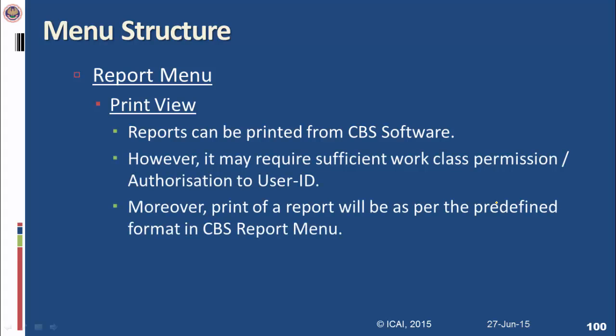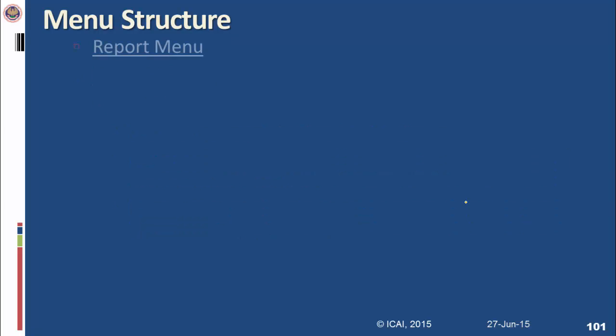Report menu, we have the print view. Reports can be printed from CBS software. However, it may require a certain sufficient work class. It may be possible that the auditor's login that we have been assigned may not have the printing privileges. In that scenario, we need to either get our work class increased, or we need to ask the user who is having sufficient work class to get the reports printed.